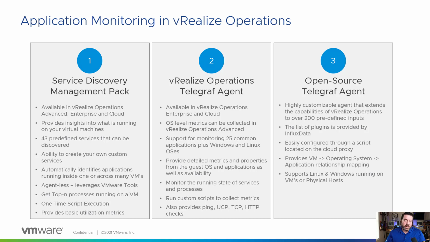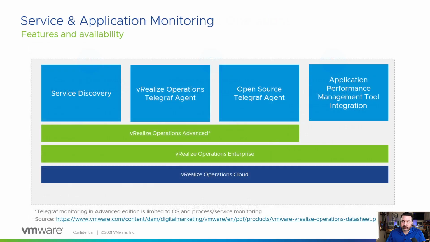Now, one thing I'll point out, a big difference between the vRealize Operations Telegraf agent and the open source Telegraf agent: the vRealize Operations Telegraf agent is managed through the vRealize Operations UI, whereas the open source Telegraf agent is something that you install yourself and manage through your own processes. So that's a big difference, but there is a lot of flexibility with the open source Telegraf agent. Again, we support Windows and Linux OSs as far as monitoring goes, and both agents can be installed on physical OSs as well. So there's a lot of flexibility here.